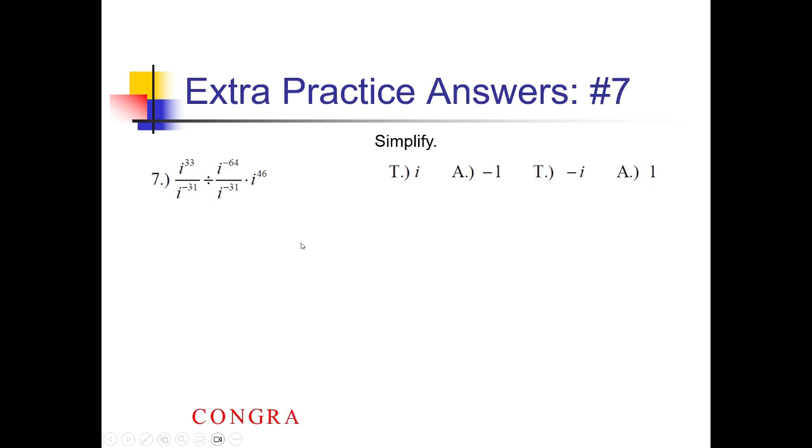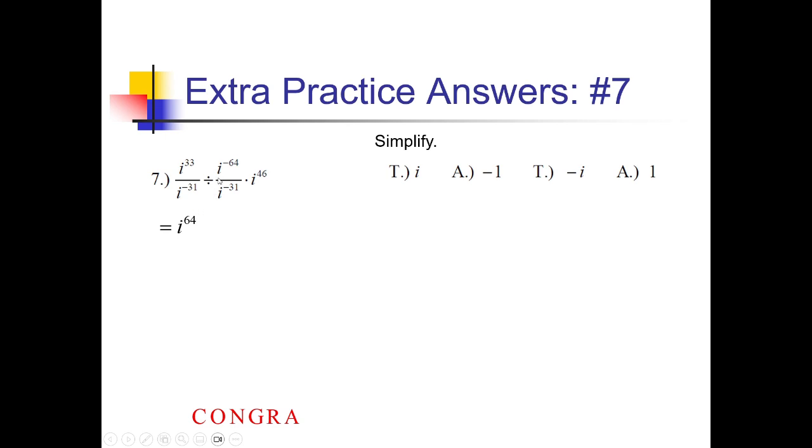In this problem, we have some division and multiplication going on. So rather than messing around with the negative exponents, I'm just going to do regular exponent rules and hope that those take care of themselves. So I've got i to the 33rd divided by i to the -31. I'm going to subtract those exponents to do that division. So we have 33 minus -31, which really means plus 31. 33 plus 31 gives us 64. So i to the 64 is that first term there.